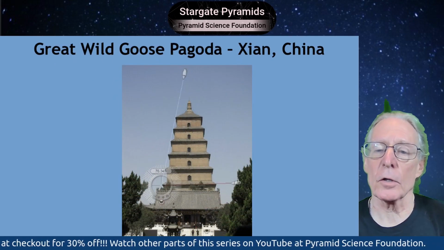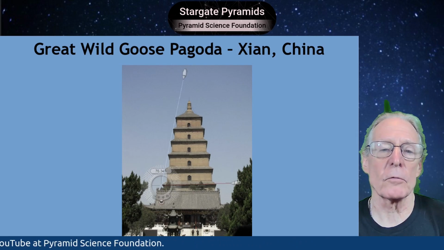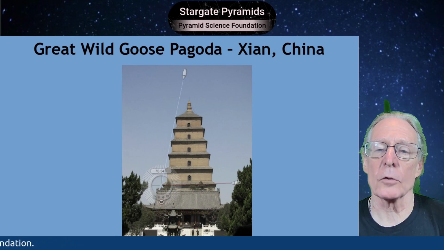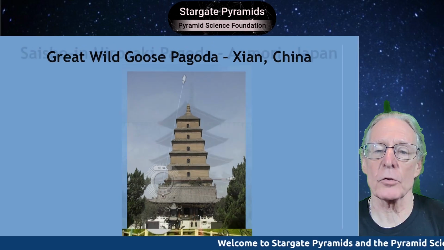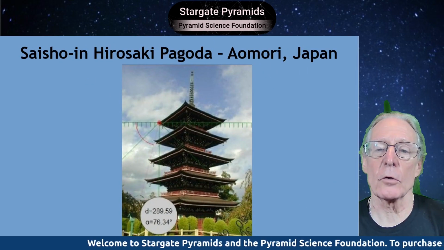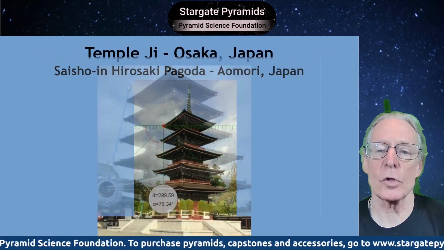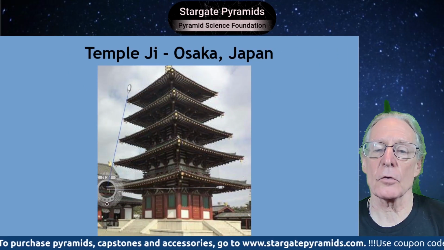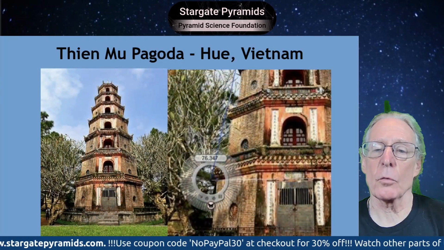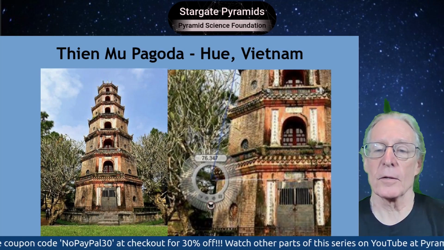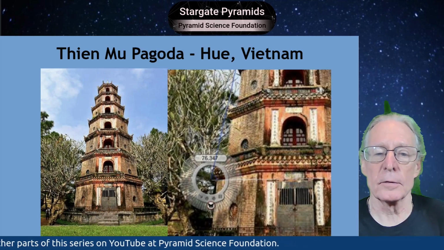So to finish up, we're going to look at Buddhist pagodas in various parts of Asia. Here is the Great Wild Goose Pagoda in China, has the 76-345 geometry. Here's the Saisho and Hirosaki Pagoda in Aomori, Japan, has this geometry. The Temple Ji in Osaka, Japan has it. And finally, the Thien Mu Pagoda in Hue, Vietnam. Again, Hue harkens back to the Vietnam War. I'm grateful that this did not get destroyed during that war.